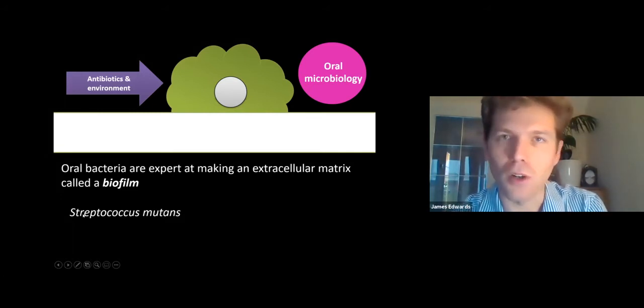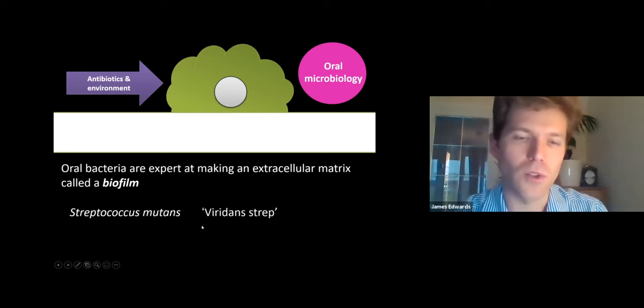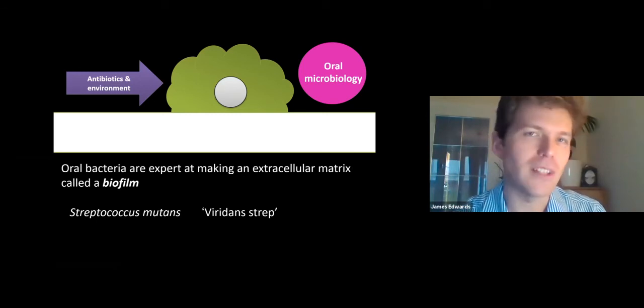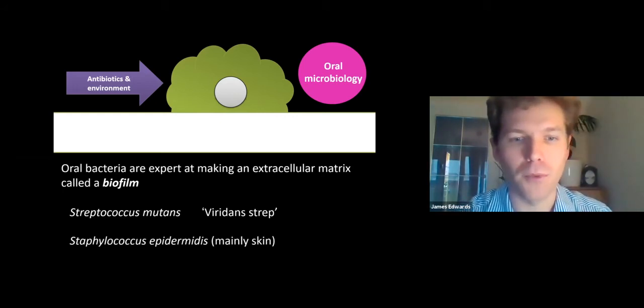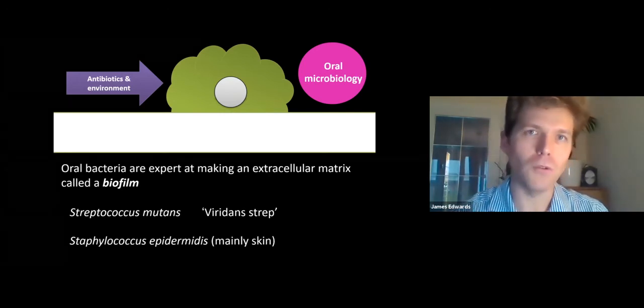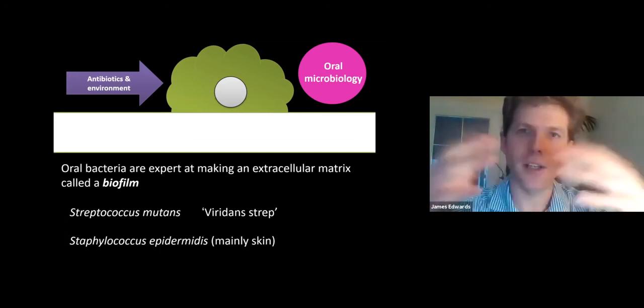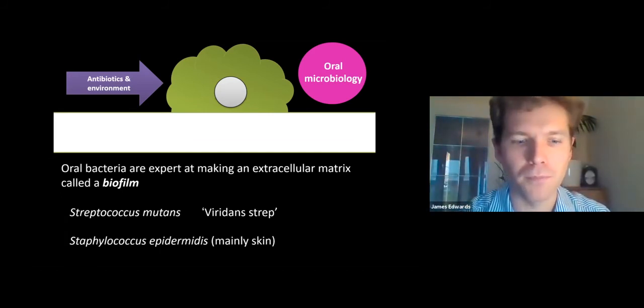So one is called Streptococcus mutans. This is also referred to more generally as viridans strep. By itself, not necessarily a particularly nasty pathogen, but can cause some quite low-grade infections elsewhere in the body. And then also some skin flora can produce biofilms, such as things like Staphylococcus epidermidis. So you've got bacteria that can stick to surfaces and produce a biofilm.